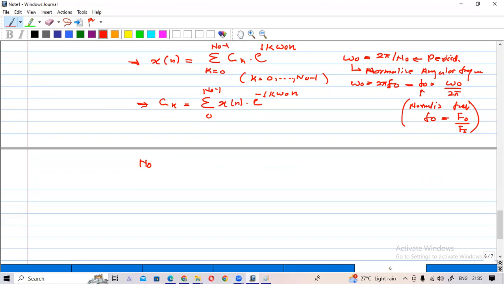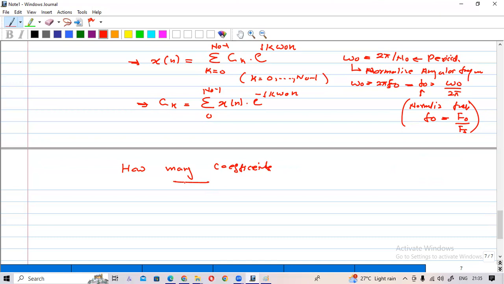So how many coefficients are there in our example? How many coefficients are there?